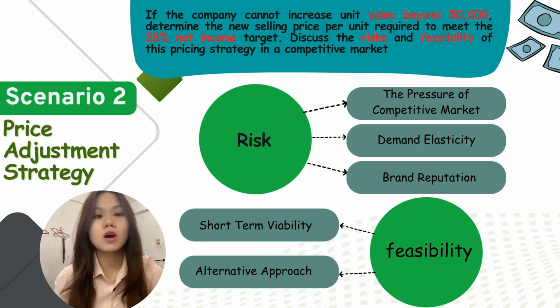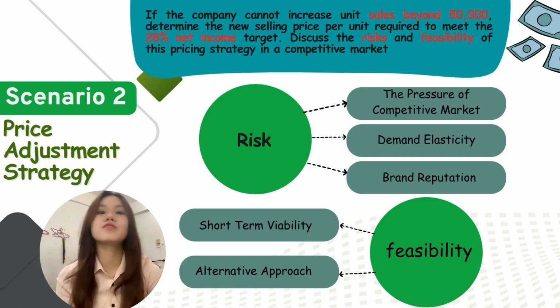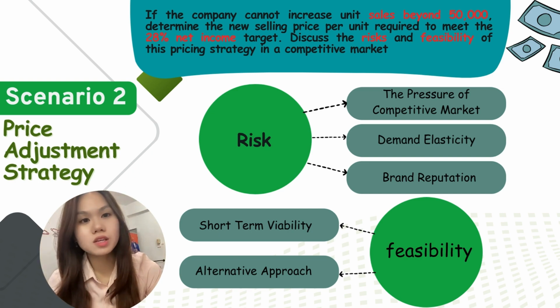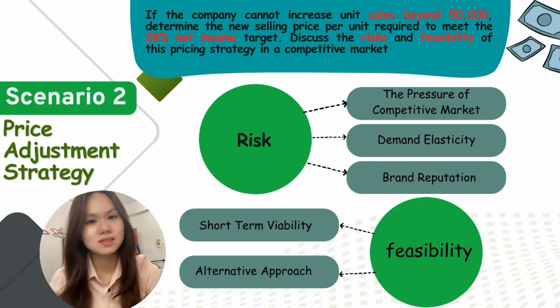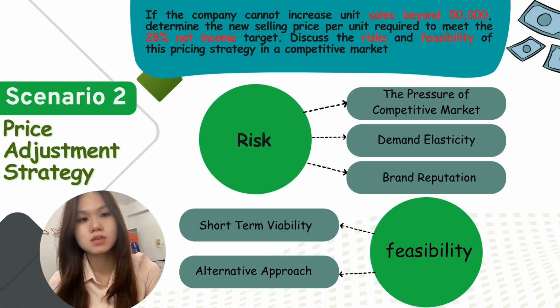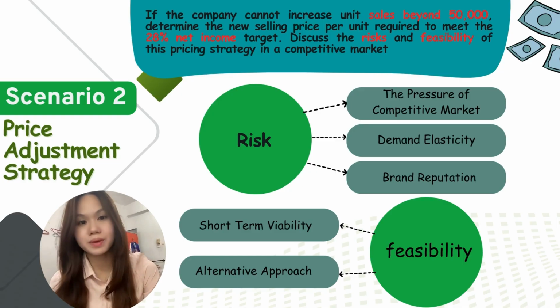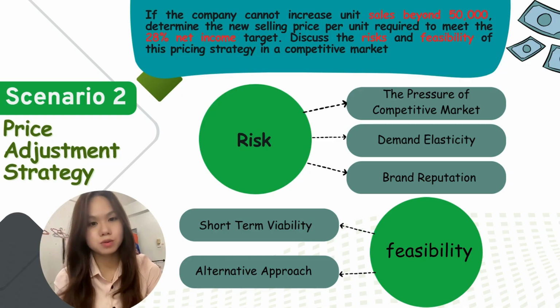The pressure of the competitive market: the industry standard is already lower than its current price, which is 25 ringgit, so an increase of 22.68% can push customers toward the low-price competitors. On demand elasticity, consumers may view the product as too expensive to buy and produce fewer sales than 50,000 units. On brand reputation, EcoGlow is marketed as an eco-friendly company, and the increase in price may offend environmentally friendly clients who want an affordable price.